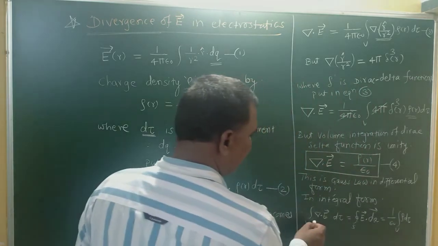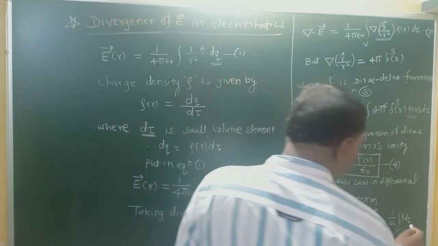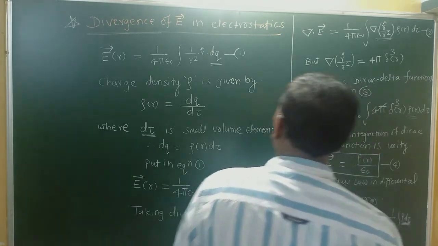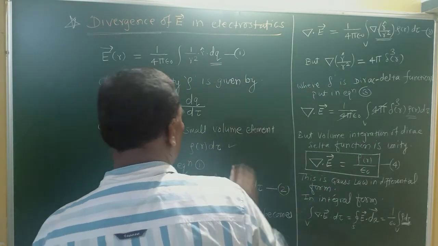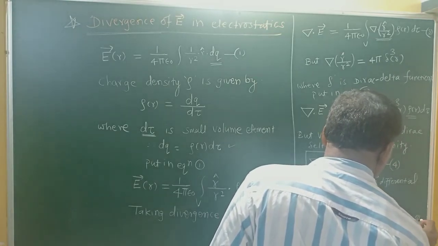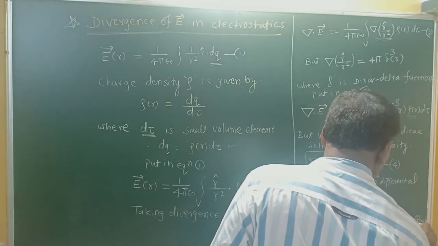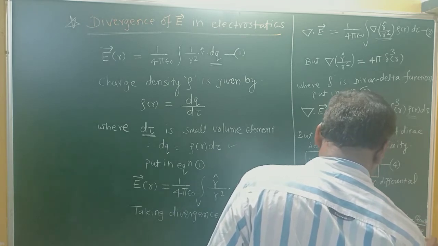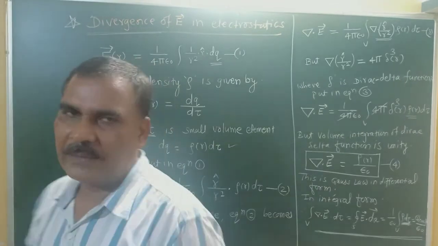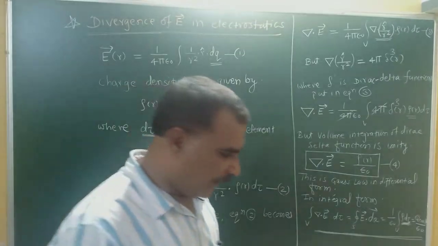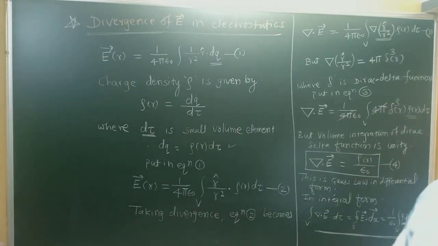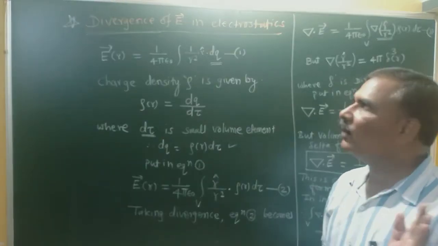Here the volume integration can be dropped on both sides, and we have rho into d tau, which is dq. Finally it equals q enclosed divided by epsilon naught, and this is the integral form of the divergence. This is a very important article, divergence of E bar in electrostatics.